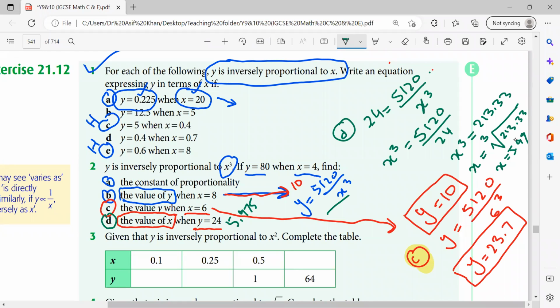Any question related to this? When the value of x is given, you can find the value of y. When the value of y is given, you can find the value of x from the given expression. But first of all, you have to find the constant of proportionality, that is called k. Then you will get the equation.